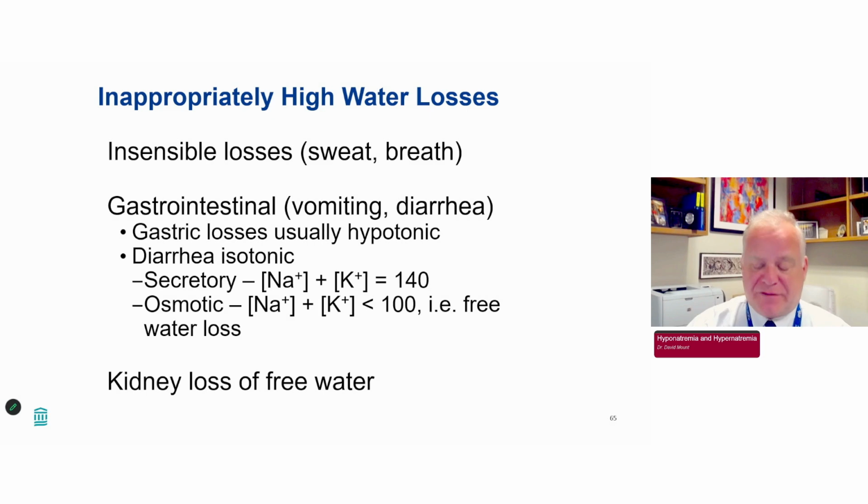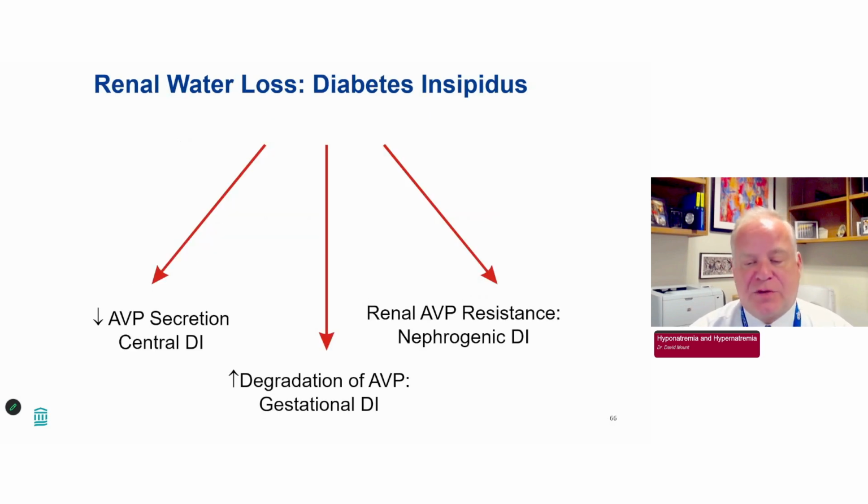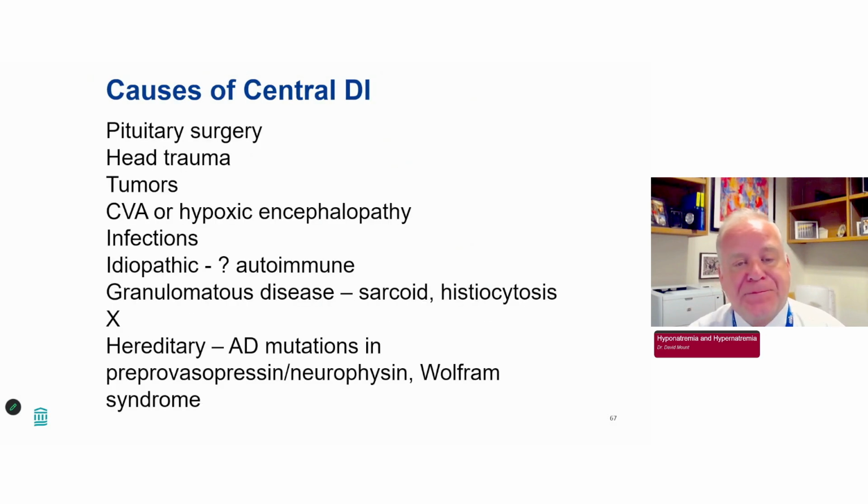And obviously, if you have a renal loss of free water with DI, you can decrease that denominator as well. Here, the differential is you have a decrease in AVP secretion in central DI. You can see an increased degradation of vasopressin in gestational DI. You can have renal AVP resistance, which is what we call nephrogenic DI.